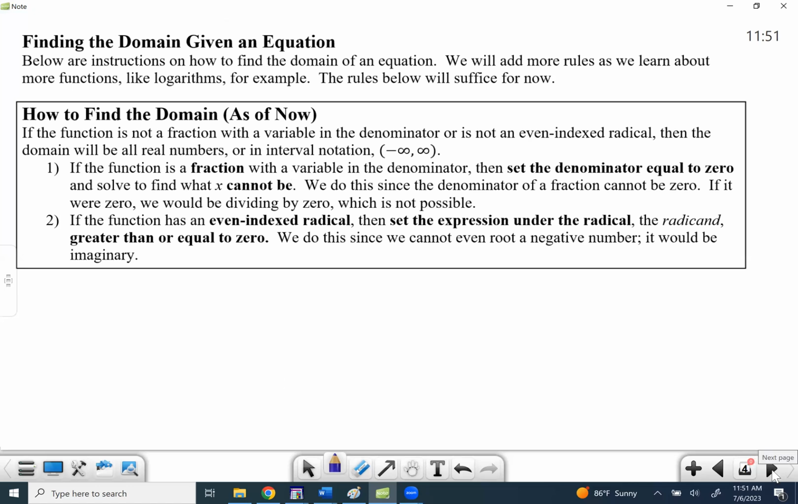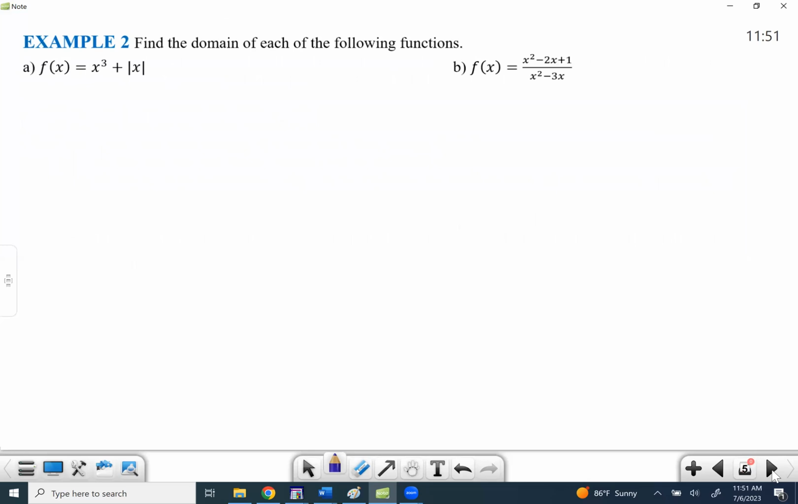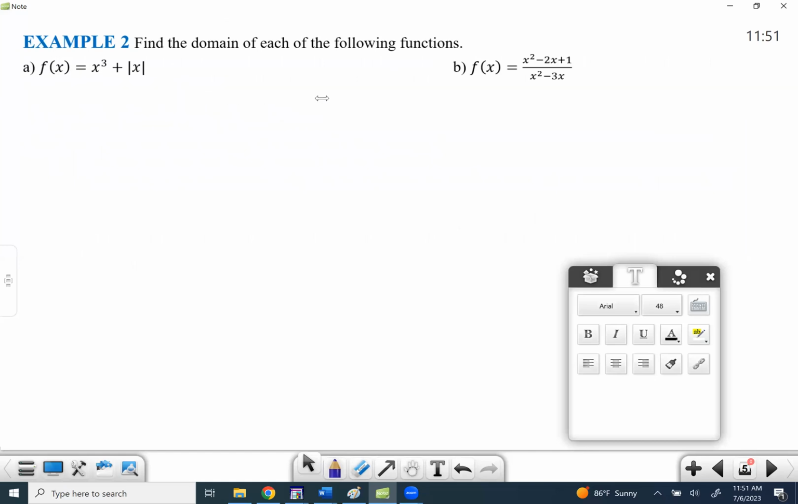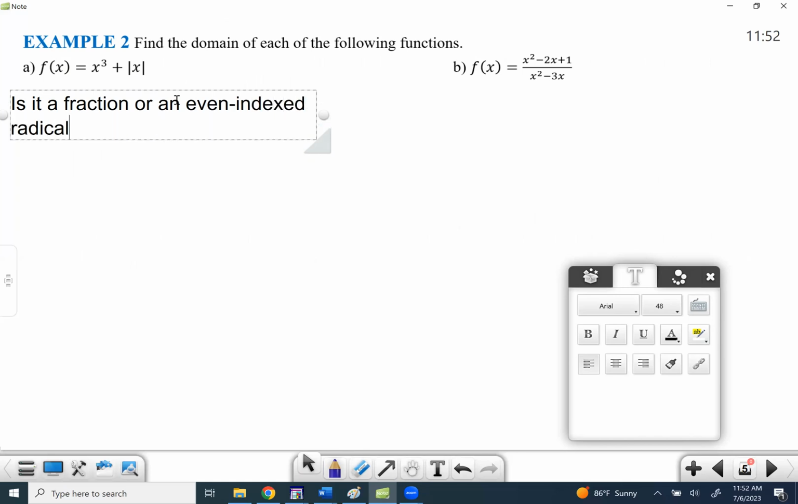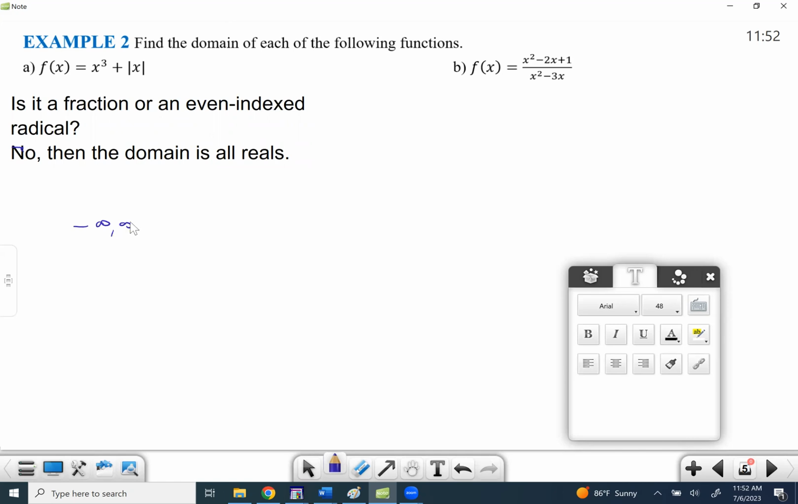All right. So let's go ahead and take a look at some examples here. I'll write little text boxes so we can think about what we need to ask ourselves internally when we do these. So what I would ask myself is, is it a fraction or an even indexed radical? If the answer is no, which it is, there's no fraction here, there's no radical at all, then the domain is going to be all reals. How we write that in mathematics, when you say everything's okay, we say from negative infinity all the way to infinity. That's how you say all numbers are going to be fine.